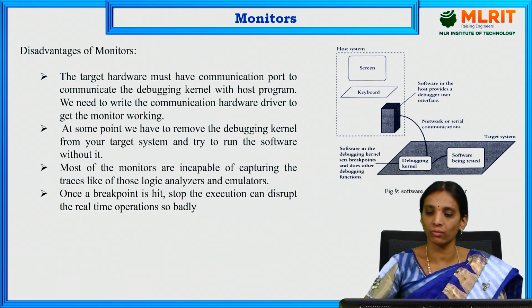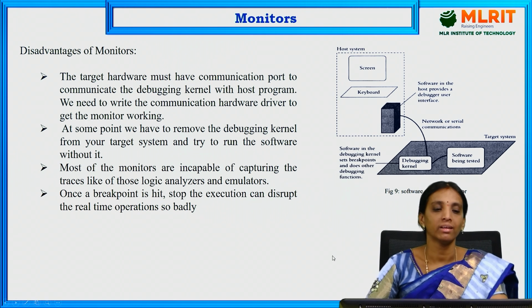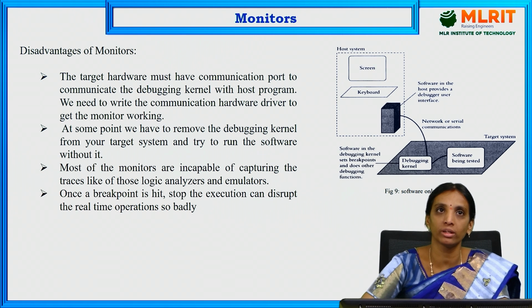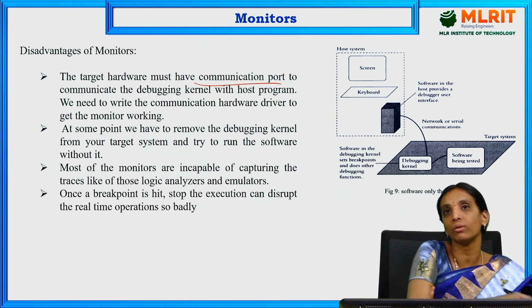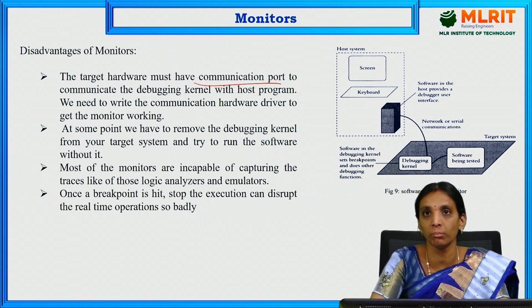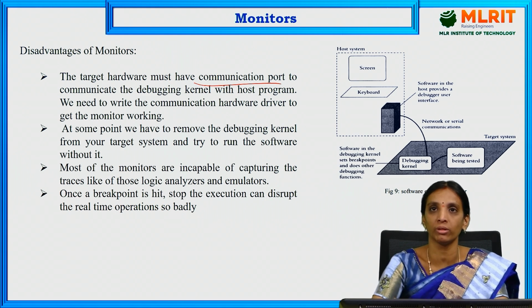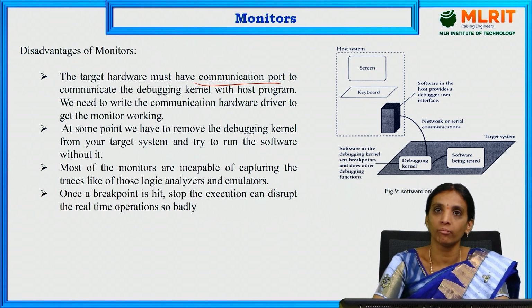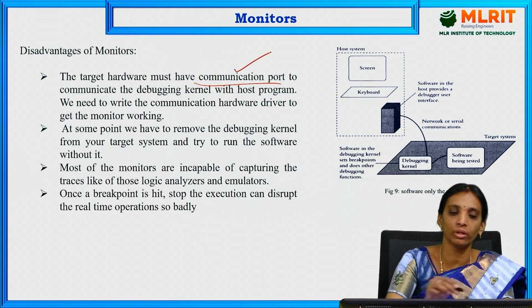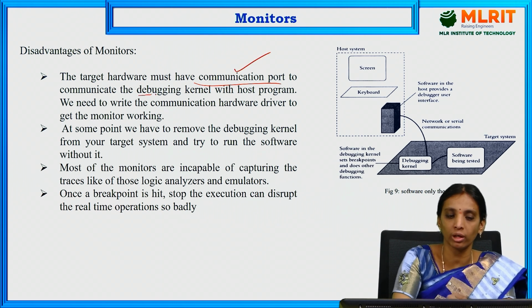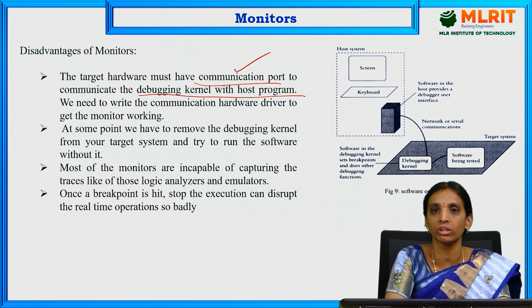So now the disadvantages of this monitor. The first disadvantage is that the target hardware must have a communication port. We have already discussed that one part of the monitor will be connected to the target system, and we use the serial port for communicating between the host machine and the target machine. For communicating with these monitors, the target system must have a communication port, which is used for communicating with the debugging kernel and our program.